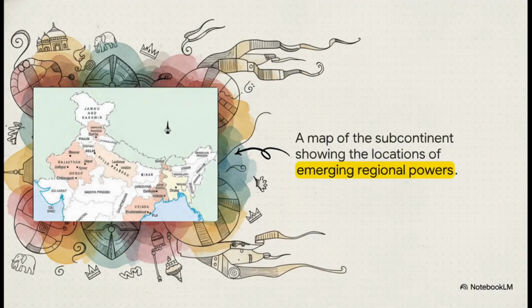Let's actually take a look at the map. You can see right here where these new groups are starting to pop up. These pockets of power are forming, and they're creating a totally new political landscape. It's a big change from the single massive empires we saw before.